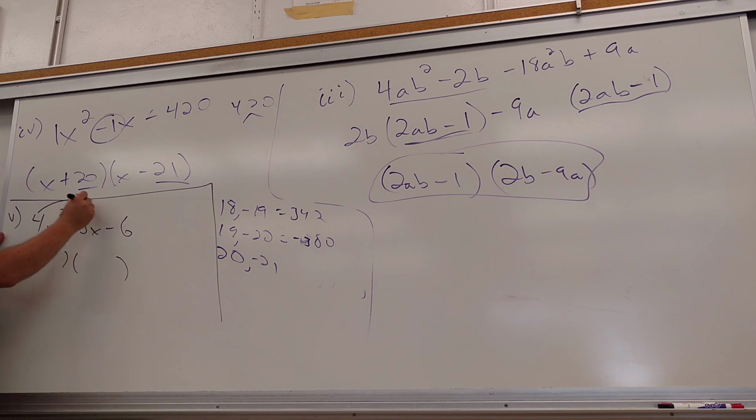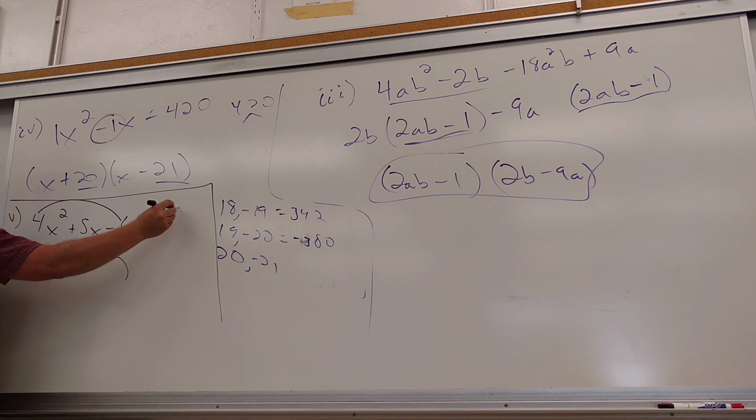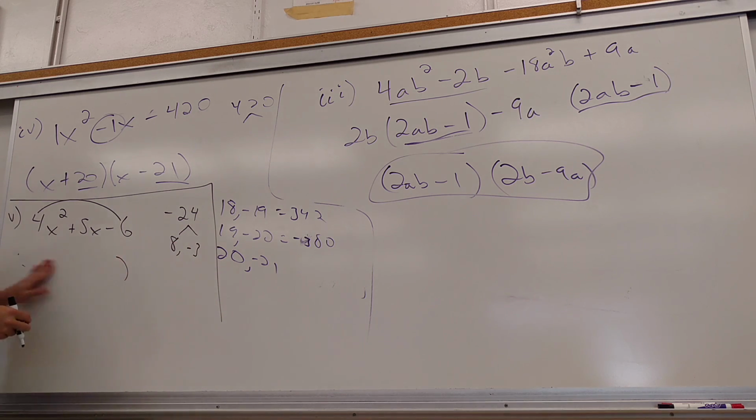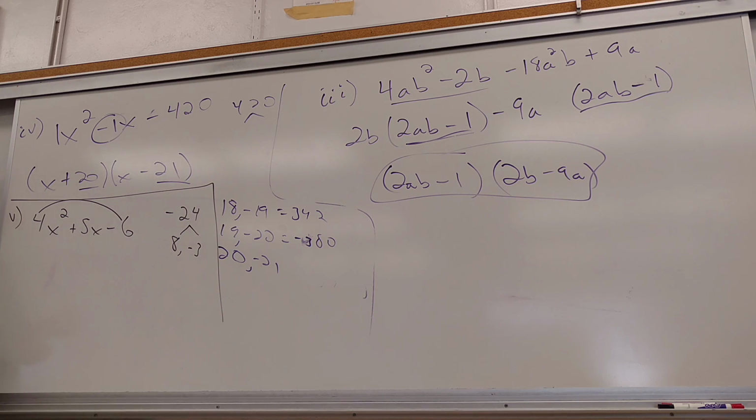The sort of by the book method is, of course, to do this. 4 times negative 6. 8. Yeah, positive 8, negative 3, I like it. So then you get 4x squared. How would I write it? Plus 8x. So the way I would write it is minus 3x.